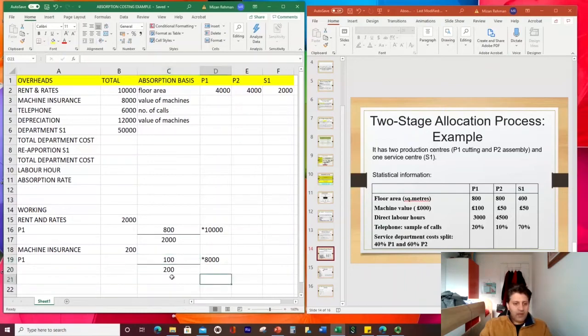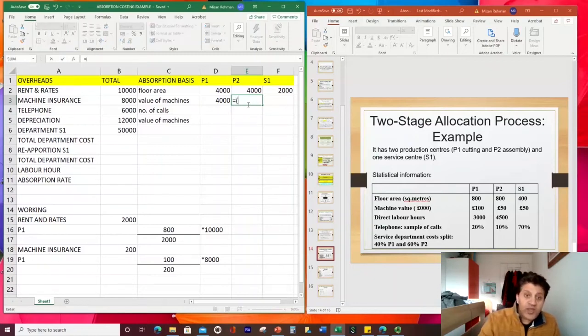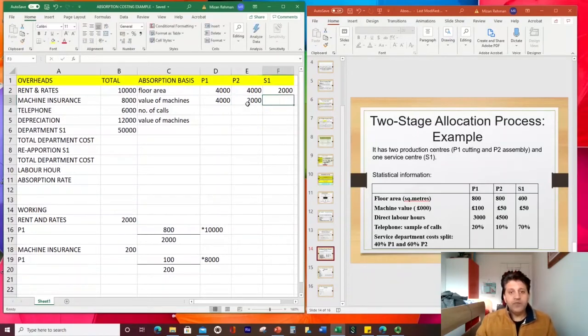And my answer would be, I'll calculate it here. So brackets 100 divided by 200 times 8,000 is the total cost. So 4,000 should be given to P1. For P2 it is half of this. I'll do the maths anyway. 50 divided by 200 times 8,000. So 2,000 cost should be allocated to P2.